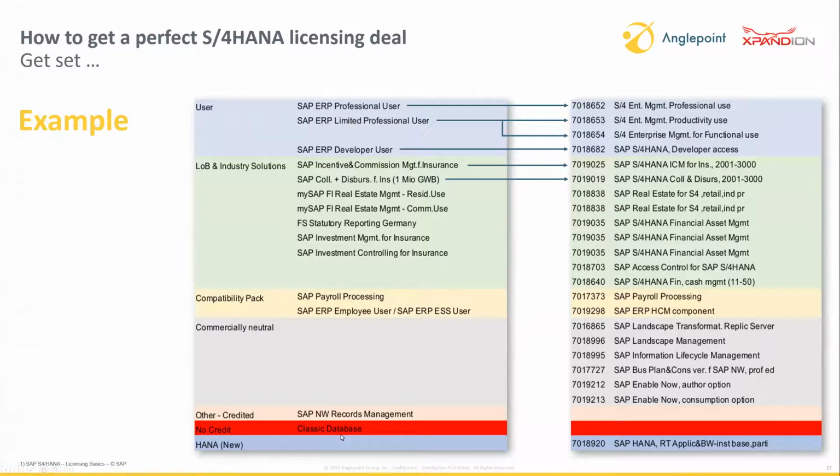What you see here, there will be no credit, as I said, for classic database. So if you paid for Oracle, that investment is gone if it was part of your SAP license agreement. So whatever percentage you paid, 17%, 19% for the Oracle usage or IBM usage, that one is basically gone. You will not be credited for that.